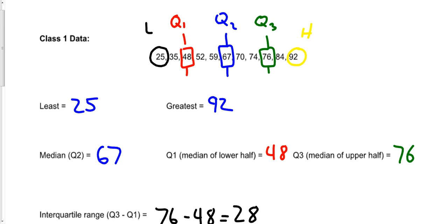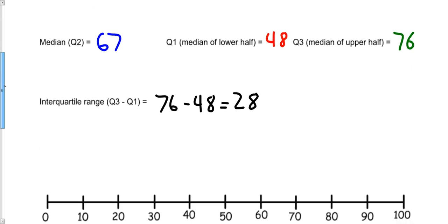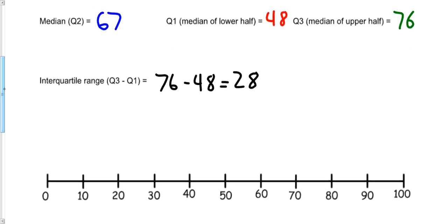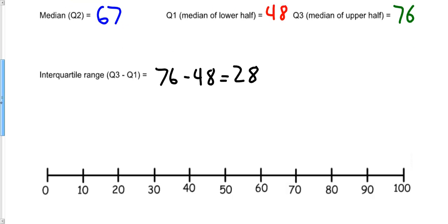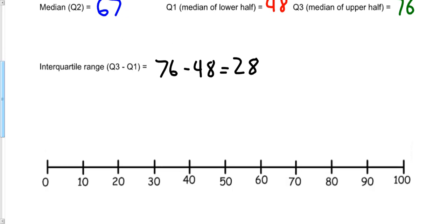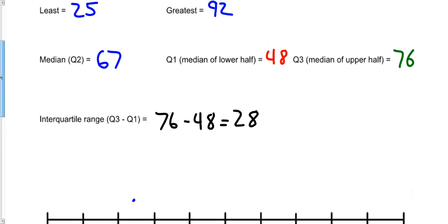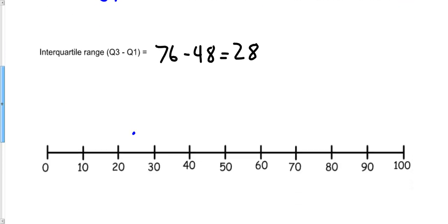So if we're going to make our box and whisker plot, I want to plot all of those points. Okay, so I know that my lowest number is 25. So on this diagram, to make my box and whisker, I'm going to put a dot at approximately 25. So here's my 25. I know that my highest number is 92. So I'm going to put a dot at about 92.